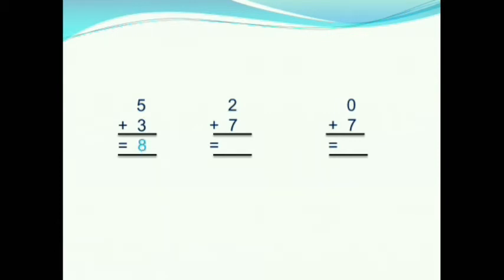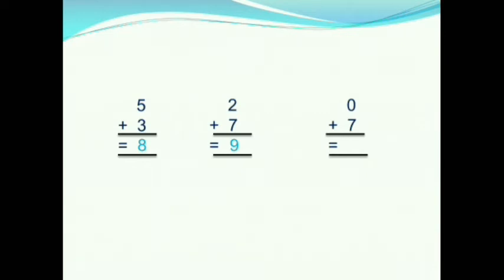See the second question. 2 plus 7. Now we should add 2 plus 7. Which number is bigger? 2 or 7? 7 is bigger than 2. So keep 7 in the mind, 2 in the fingers. After 7, 8, 9. So we will write 9. So the sum of 2 plus 7 is equals to 9.